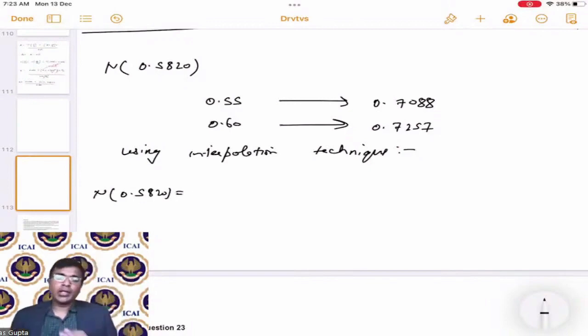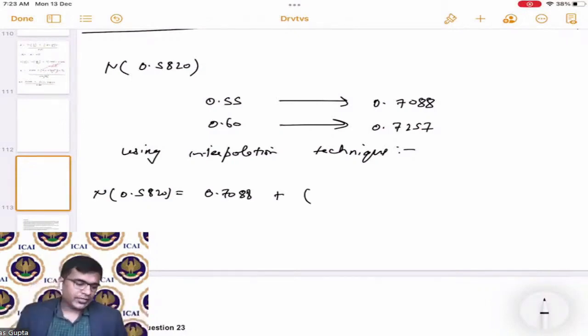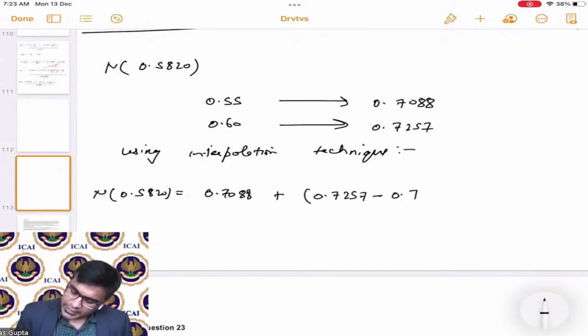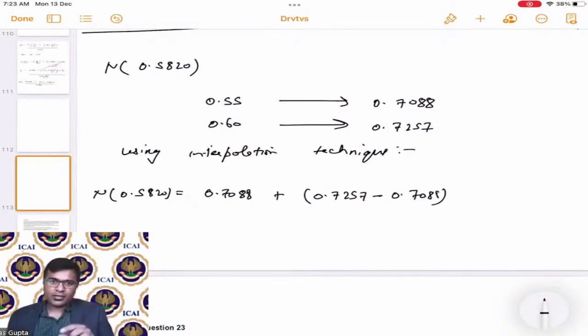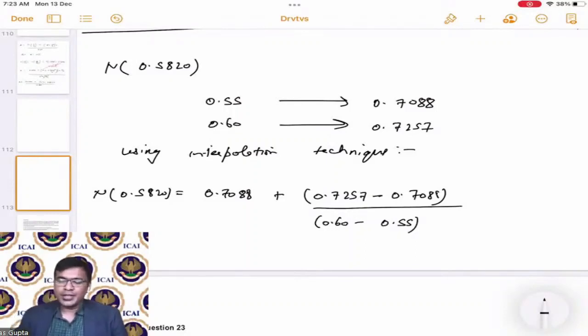N(0.5820) is equal to the lower value, correct? 0.7088 plus the difference in the values, correct? Which is the upper minus lower value, 0.7257 minus 0.7088. This is the total step difference between 0.60 and 0.55, whole divided by the observation difference, which is 0.60 minus 0.55, correct? For this difference of 0.60 minus 0.55, the value difference will be 0.7257 minus 0.7088, correct?